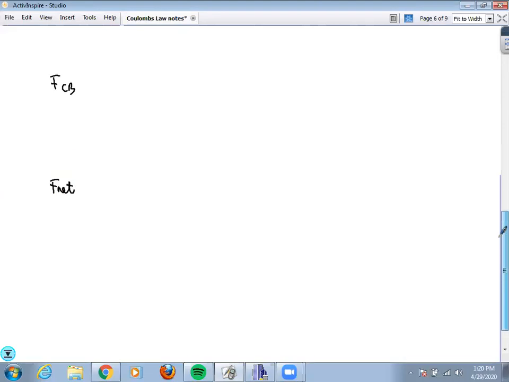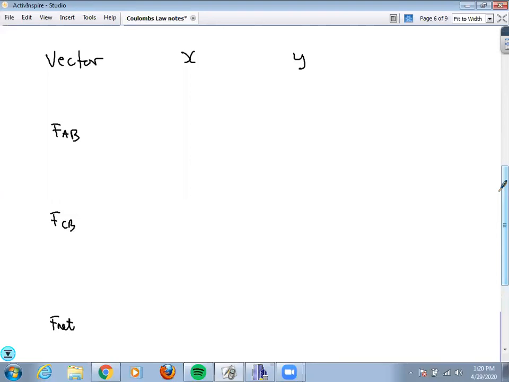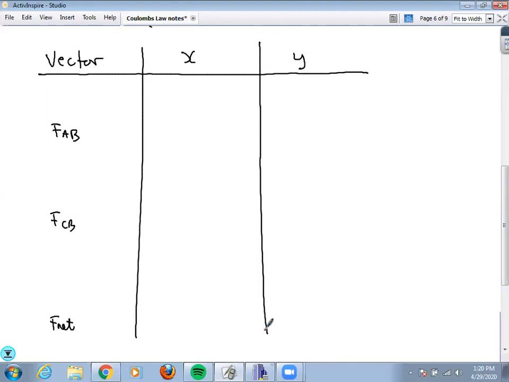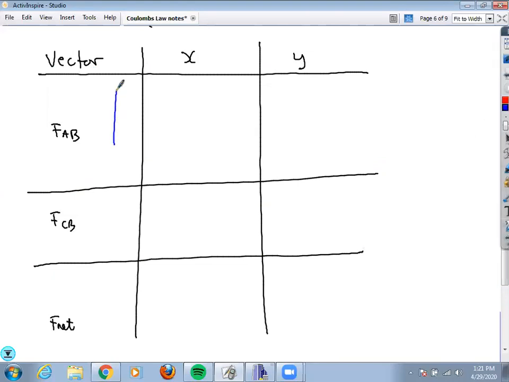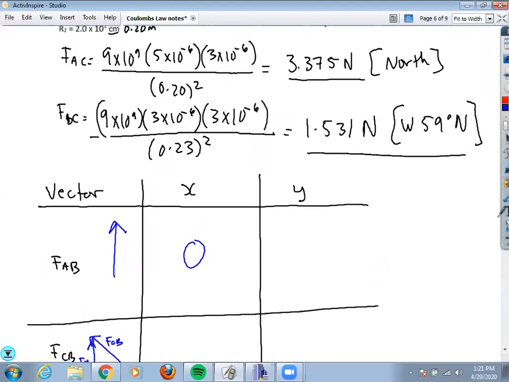Okay. This should go pretty quick because we've done this before. This is just 2D vectors. Again, I'll draw them to make it a bit easier for us. Okay. So FAB is going due north, and FCB is going north of west. So we've got FX, and we've got our FY. And that's FCB. Okay, so FAB has a 0 x component, and its y is north, so it's positive 3.375.